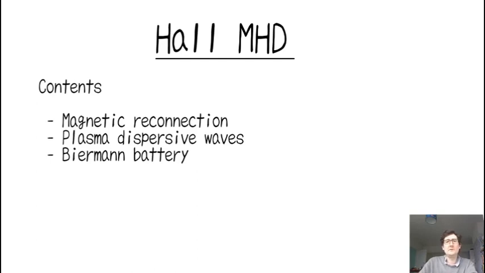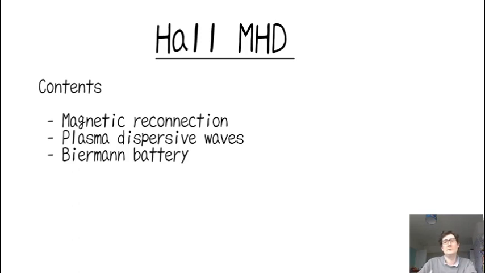Welcome. In this video I'll discuss in a bit more detail the Hall MHD terms and the effects they have on some phenomena we're interested in. So things like magnetic reconnection, the dispersion of waves. Whereas in ideal MHD waves have a particular velocity, so there are things like sound waves or Alfvén waves for example, but they typically always travel at the same speed regardless of their wavelength, whereas Hall MHD terms introduce dispersion, so that different frequencies travel at different speeds.